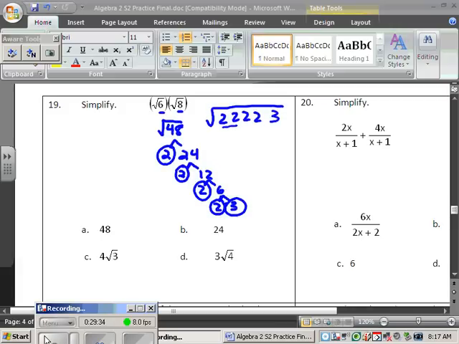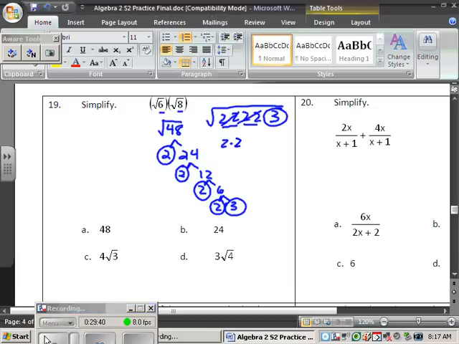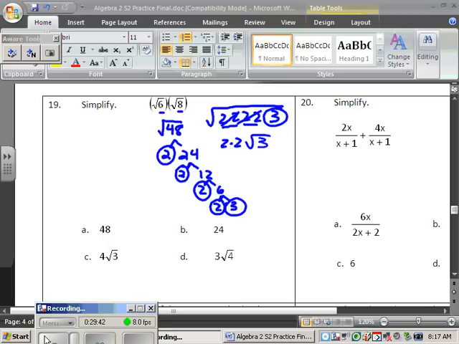Underline your pairs and circle your leftover. Take one of each pair to the outside and leave your leftover inside, and then multiply any numbers that you have on the outside. So we have 4 radical 3. So this simplifies to 4 radical 3. Now again, look carefully because C and D look similar, and make sure you choose the answer with the 4 on the outside and the 3 on the inside.